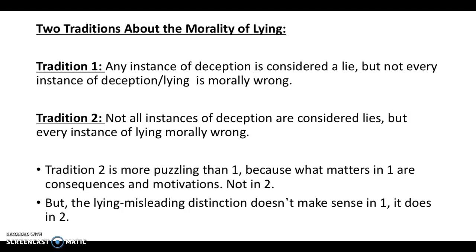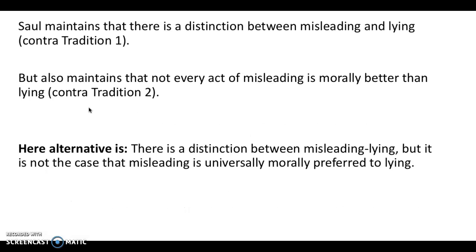Now, one of the problems with the first tradition, however, according to Saul, is that the lying and misleading distinction doesn't make any sense. Of course, it makes sense in the second tradition because, again, there could be instances of deception that aren't considered lies, namely, let's say, misleadings. But in the first tradition, there is no distinction. And this is problematic, at least at first glance, because there does seem to be a genuine difference between lying and misleading someone. So ultimately, what Saul wants to argue for is an alternative account, a third tradition. Well, it's not a third tradition, it would be just an alternative account, a third option, let's say.